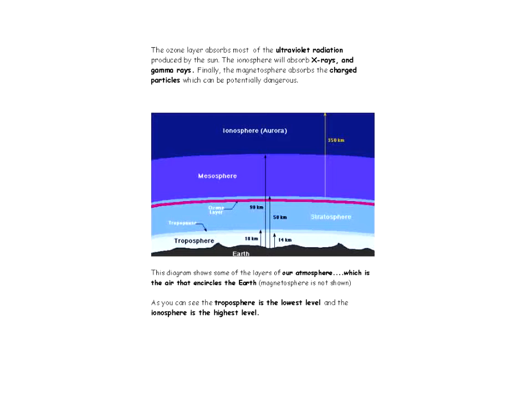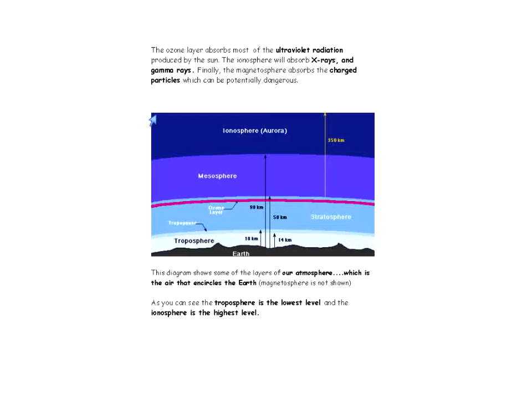We're going to look at some of the other layers of the atmosphere. There's also the ionosphere. It absorbs X-rays and gamma rays. And the magnetosphere absorbs charged particles, which can also be dangerous. So it's good to know which types of harmful particles are absorbed by each one of those layers.